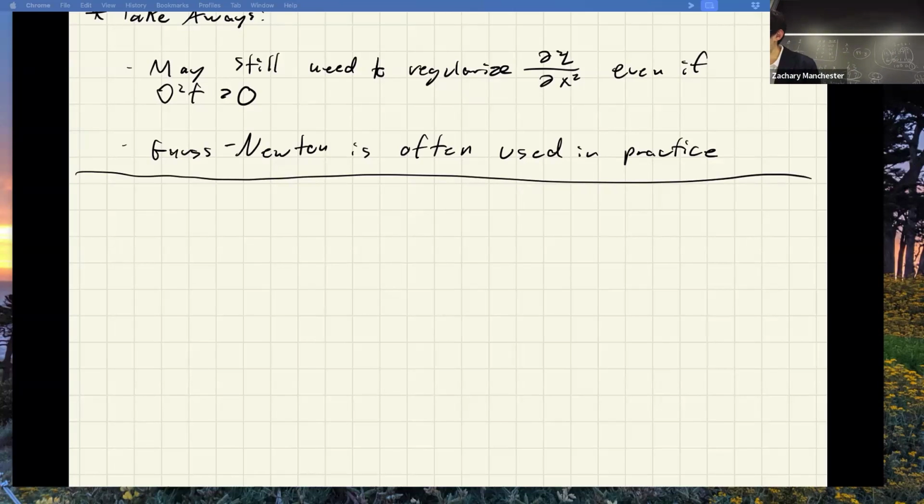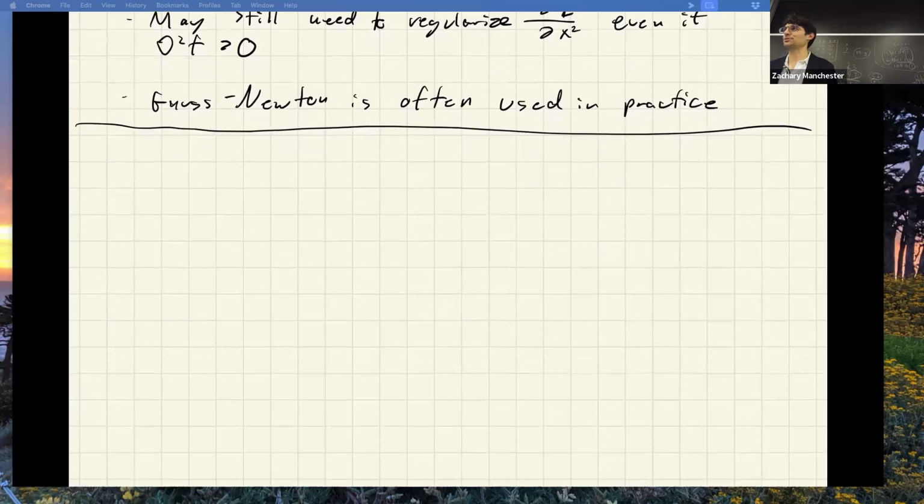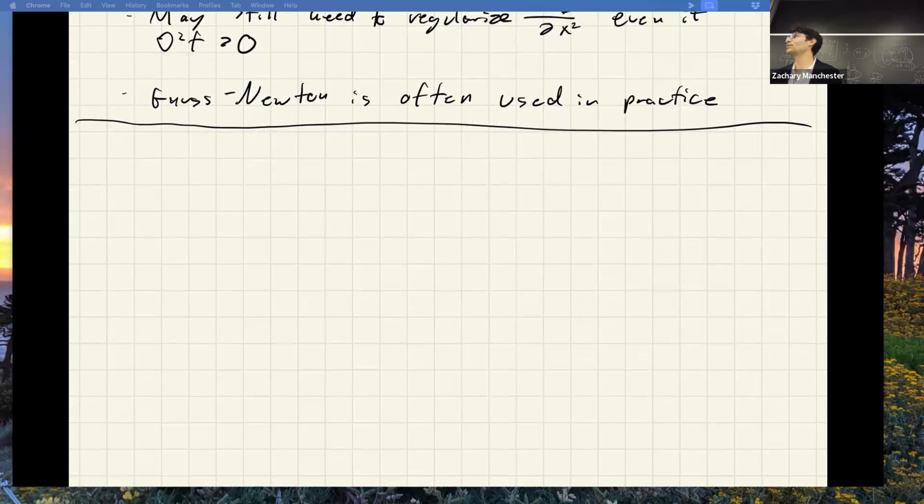Sorry, that's just a 2. It's d squared L dx squared. Someday I will LaTeX all of this, and you will not be so frustrated by my terrible handwriting. But please do ask. There is confusion. Okay, cool. Everybody happy with this? All right.